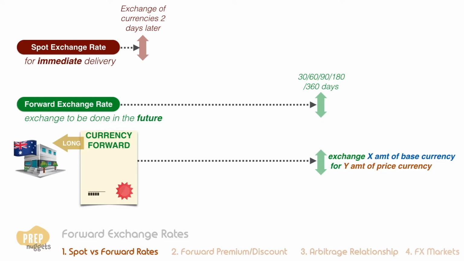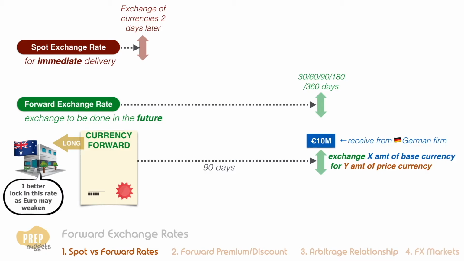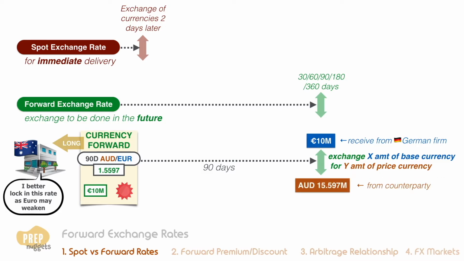Consider an Australian firm that will receive 10 million euros from a German firm 90 days from now. If the Australian firm is uncertain that the euro will retain its value 90 days from now, it can lock in the current forward rate by entering into a forward agreement. For example, the forward covers 10 million euros at the 90-day forward rate of 1.5597 AUD per euro. This essentially means that the Australian firm has agreed to exchange the 10 million euros 90 days later for 15.597 million AUD with another counterparty.